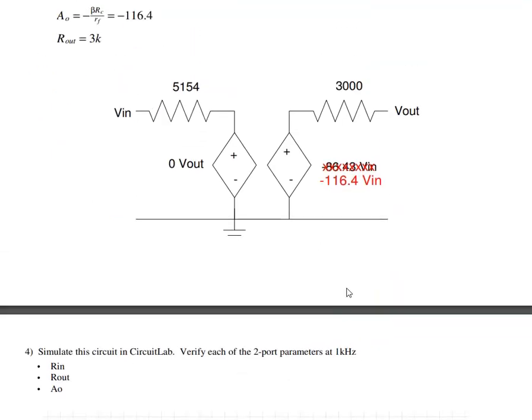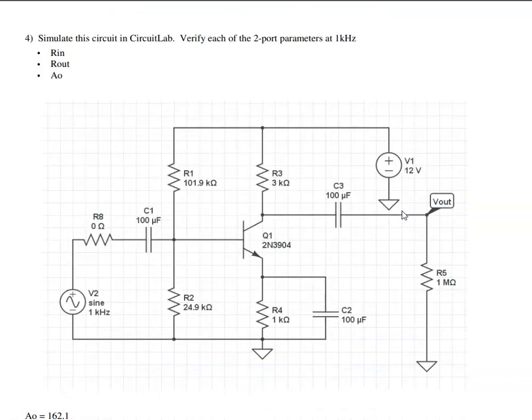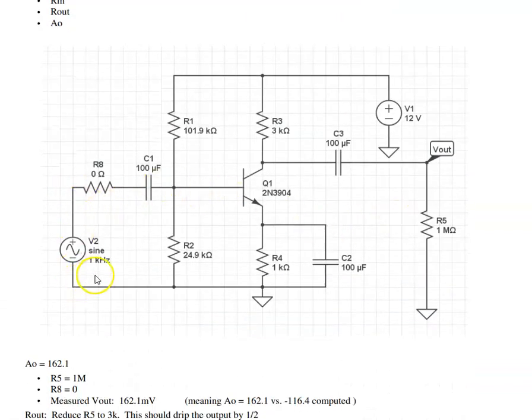Problem 4 says, let's verify that. To verify it, if this is the two-port model, think about what test you'd run on the two-port model to find each parameter. Do the same thing in the actual circuit. To find the gain, apply 1 millivolt at the input. I should see 116 millivolts at the output. So here's the circuit. Apply 1 millivolt at the input, and what I actually see is 162 millivolts at the output. That says the gain is actually 162.